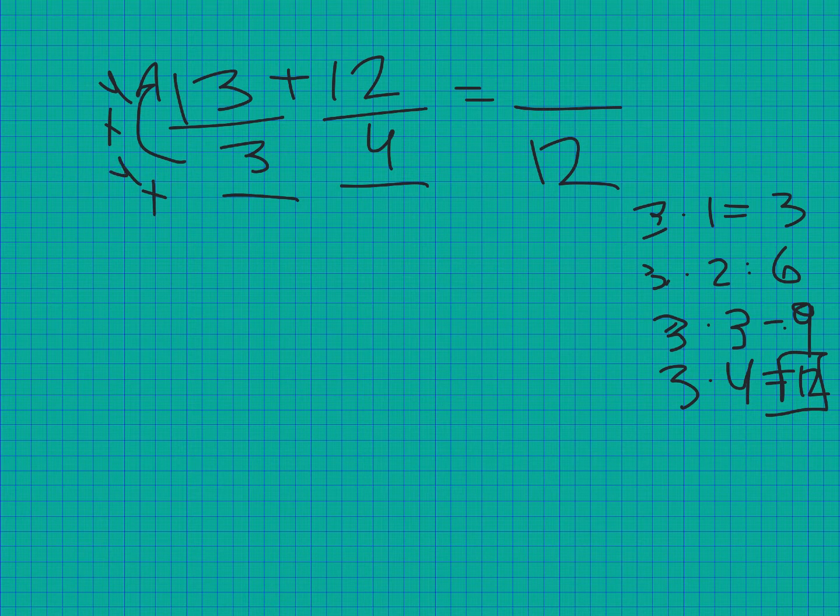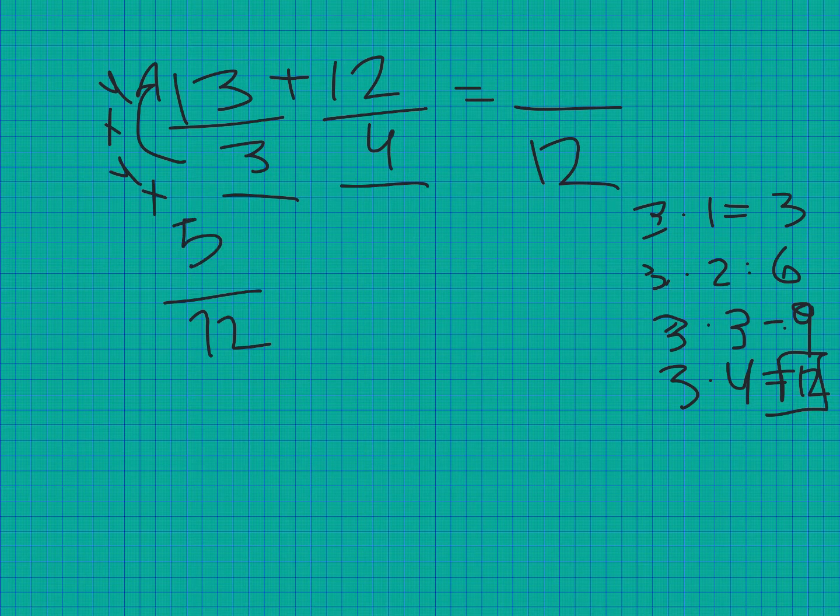So what do you do to this side? We're going to go to the top. So here, 4 times 3 equals 12, and then 4 times 13 will be equal to 54.